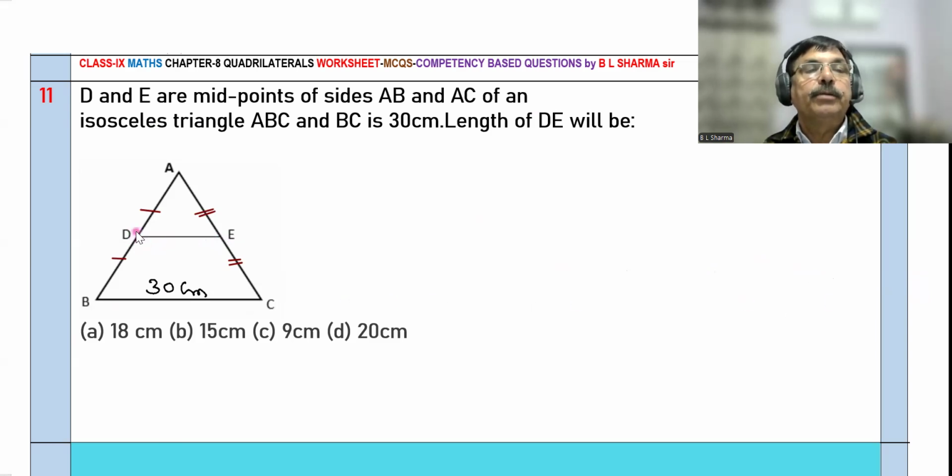We know by midpoint theorem, DE will be half of BC. So this is 30 centimeter, DE will be 15 centimeter. So B is correct option.